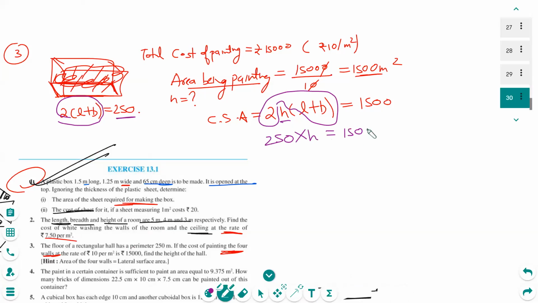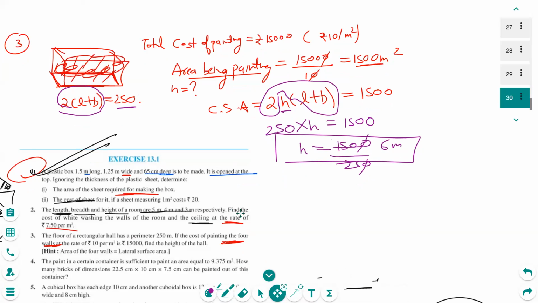Is this clear? Yes or no? Yes, sir. So H will be what? Calculate it quickly for me. H will be what? H is equal to 6 meters. So the height will be 6 meters only. Is this clear to everyone? Yes, sir.